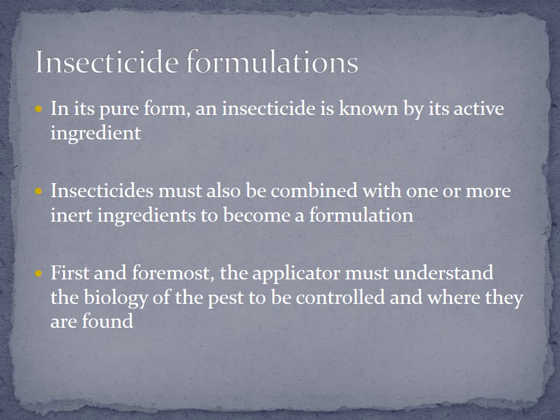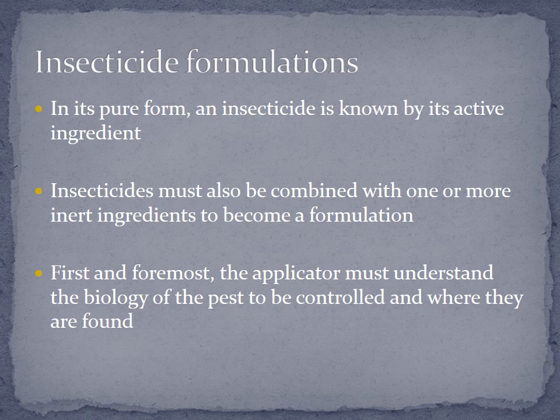Let's take a look at some insecticide formulations. In its pure form, an insecticide is known by its active ingredient. Insecticides may also be combined with one or more inert ingredients to become a formulation. First and foremost, the applicator must understand the biology of the pest to be controlled and where they are found. And obviously that's key number one. You've really got to understand the habits, the nesting habits, the eating habits, so on and so forth of the pest to be controlled. Because if you don't understand those habits, you're really not going to have any idea what formulation to use and how it's going to affect the target population of the insects.